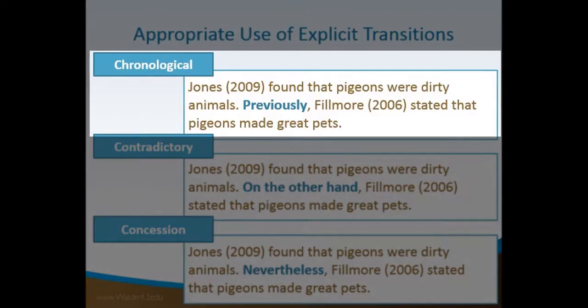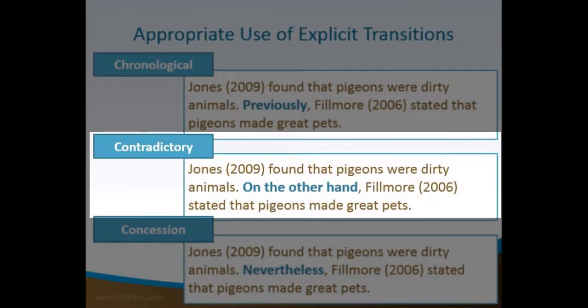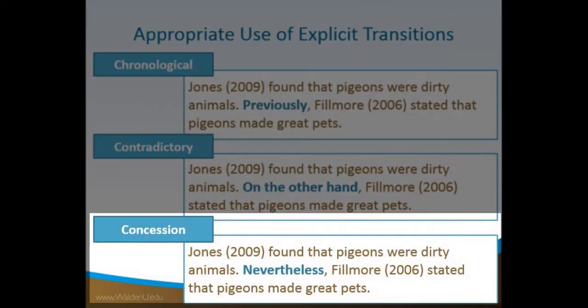In this first sentence, the use of previously indicates a chronological relationship, while the next example's use of on the other hand indicates a contradictory relationship. The last example uses nevertheless, showing a concession.